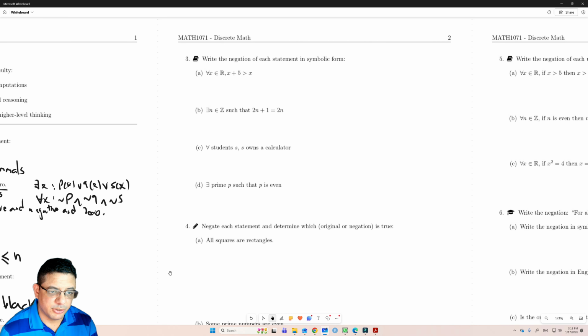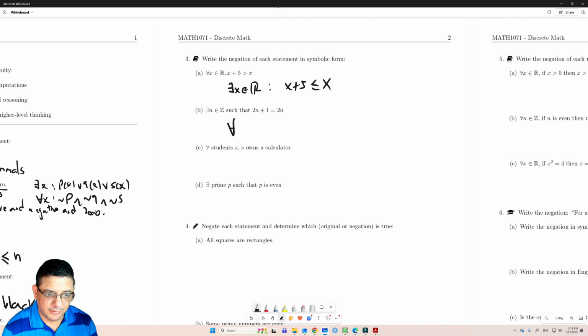Now, question number 3, write the negation of each of the statements in symbolic form. So now we just got to be careful with the symbolic form because you want to make sure that you're negating correctly the property. So here for all, then it becomes there exists. It says x that belongs to R, so that x plus 5 is less or equal than x. The negation here is by flipping the sign.